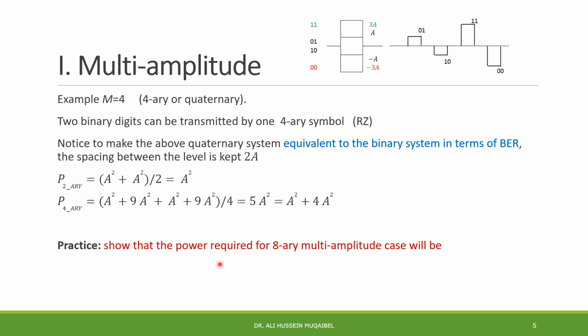I would like you now, as an example of practice, to show that the power for the 8-ary case will be given by the following. It will be A squared plus 20A squared. This is a good practice, and you can share your comments below. What are the levels for the case of 8-ary? A, 3A, 5A, 7A, whatever. Then you go down in the same way. You find the average power, and you should get 21A squared. If you don't, you are missing the point. So although we are doubling the number of levels, the power is not just doubling, it's increasing dramatically. This is an important price for going to M-ary communication.